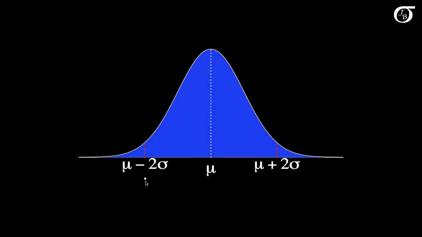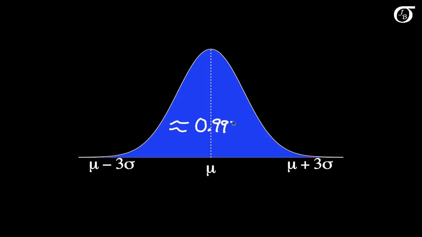Here I've plotted in mu minus 2 standard deviations to mu plus 2 standard deviations, and approximately 95% of the area lies within 2 standard deviations of the mean. And approximately 99.7% of the area lies within 3 standard deviations of the mean.